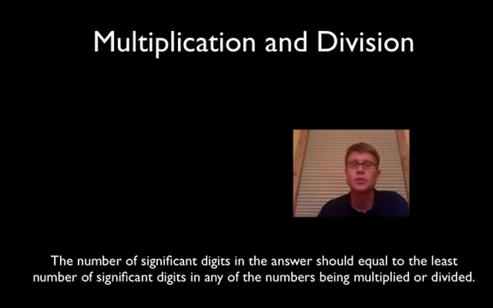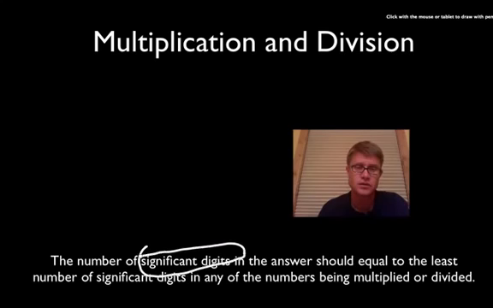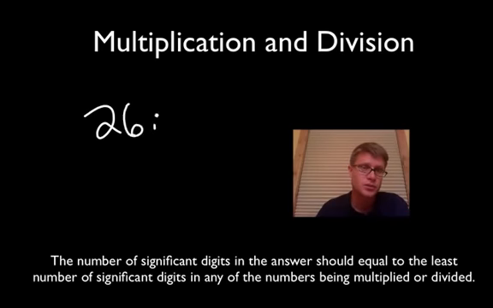So let's start with the law of multiplication and division. The law of multiplication and division says that the number of significant digits in the answer should equal the least number of significant digits in any of the numbers being multiplied or divided. What does that mean? Let's try one. So for example, I have one down here, 26.4, and we multiply that times 120.